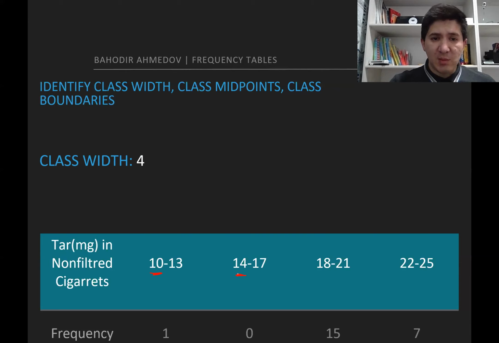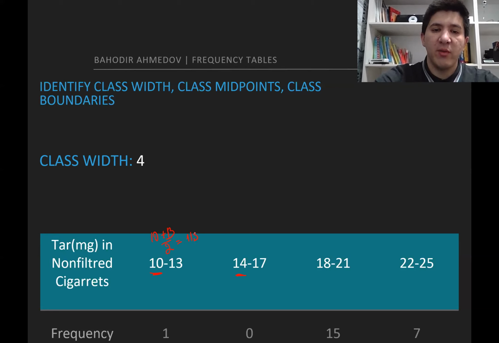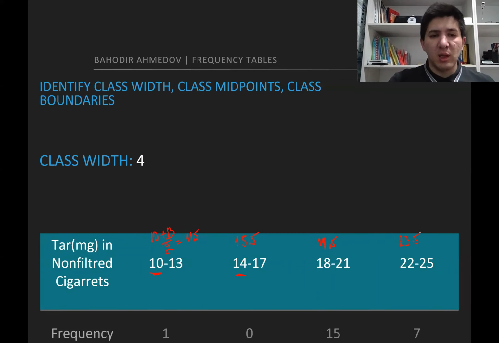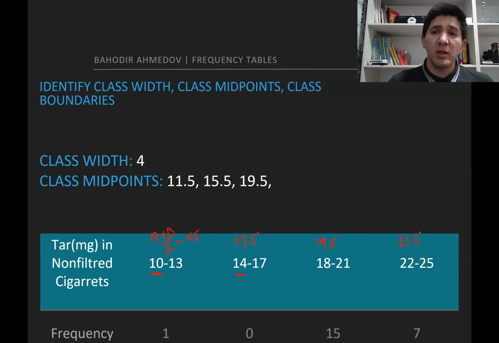So in order to find the class midpoints, we need to add the lower class limit to the upper class limit and divide by 2. So for the first class, it's going to be 10 plus 13 divided by 2. It's going to be 11.5. For the second class, it's going to be 15.5. For the third class is 19.5. And for the last class, it's going to be 23.5. So please note that the class midpoints are also a really important concept because we're going to use them in the calculation of the average values of the frequency tables later on in our next lectures.